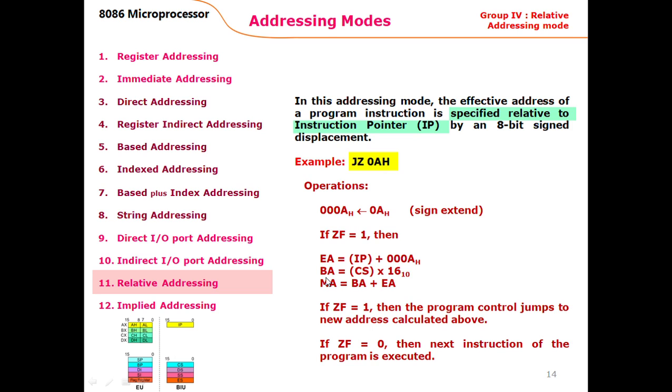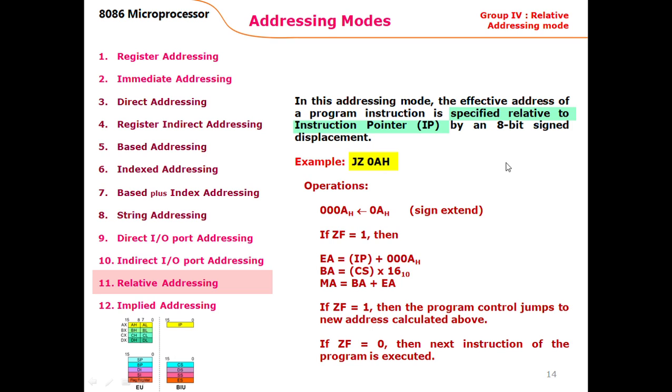And the base address is calculated by left shifting the content of the segment register by 1 hexadecimal digit, or by multiplying by 16 in decimal. So this would give us the base address of the code segment, that is the address from where the code segment begins. And this is the effective address, so both are added to get the physical memory address. So if Z is 1, then the program control jumps to the new address calculated above. The new instructions are executed from this memory address. And if the Z flag is 0, then the next instruction of the program is executed.